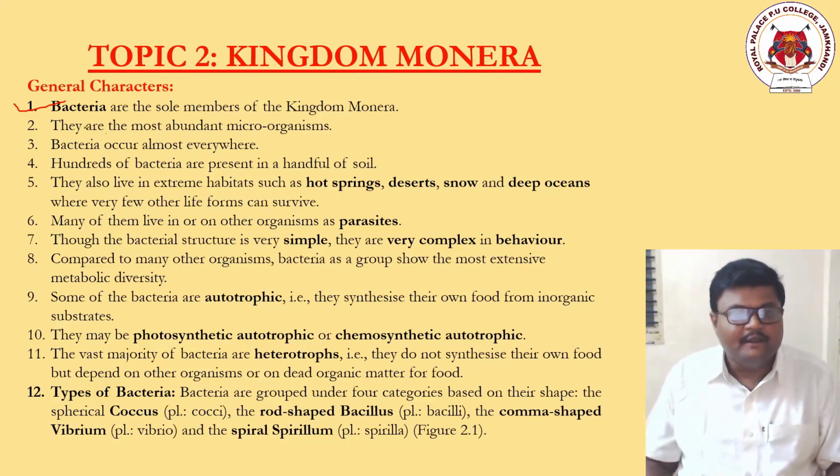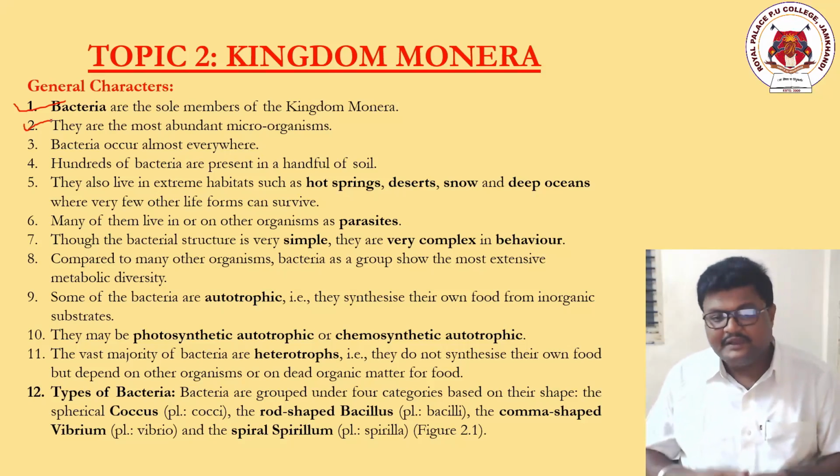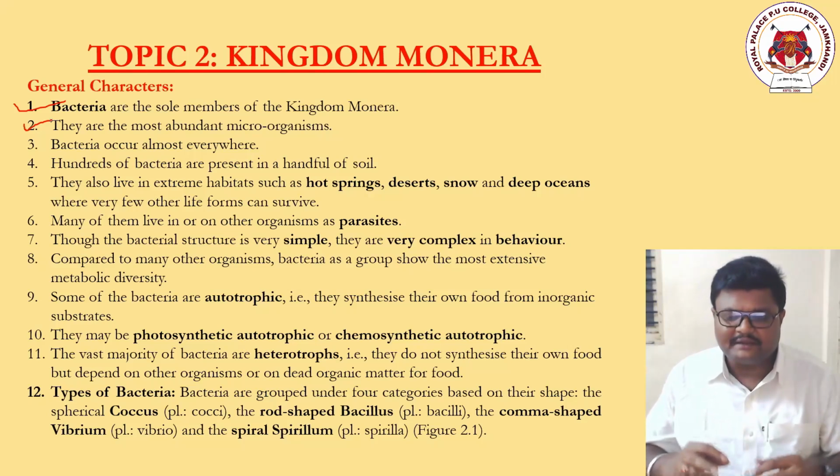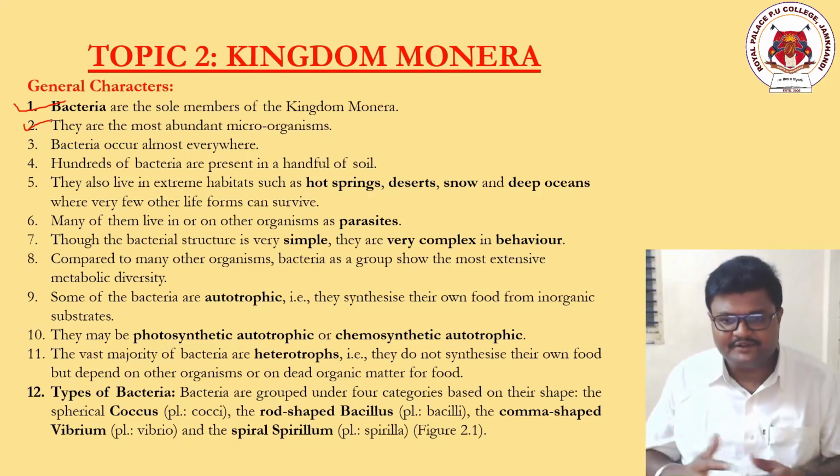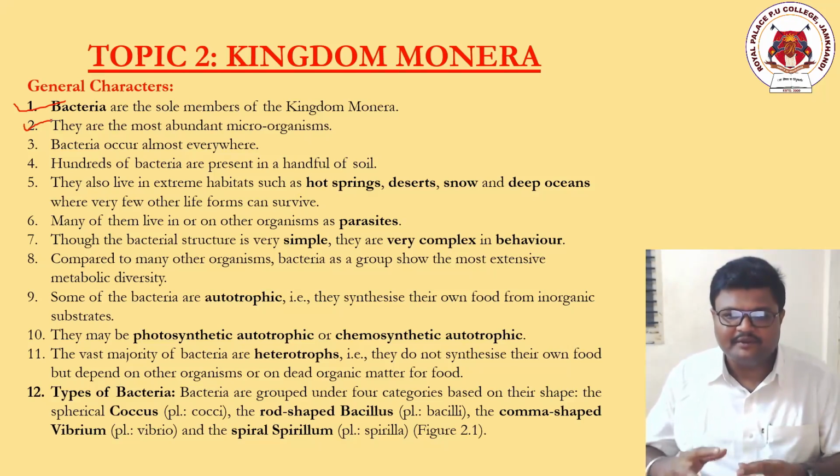Now, the second point says that they are the most abundant microorganisms. Compared to the different varieties of microorganisms present on our planet Earth, these are the organisms which are widely present, in the most spread-out way, and in big numbers. Abundant means huge, abundant means more. Abundant means present in almost every section of this planet Earth. So they are huge in numbers as far as microorganisms are concerned.